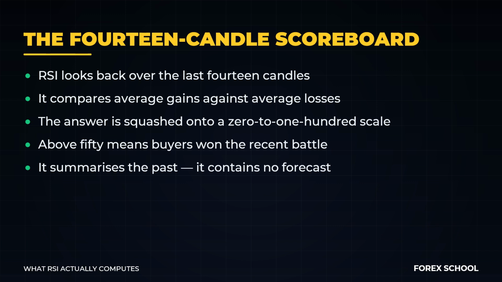If the last 14 candles were mostly strong bullish bodies, gains dominate and the reading sits high, up into the 80s. If buying and selling were evenly matched, it hovers near 50. 14 candles, average gain against average loss, one number. Nothing about the future lives in there, only a summary of the recent past.